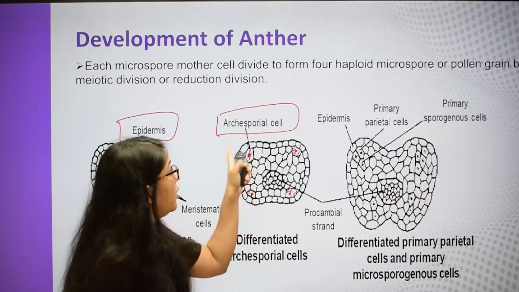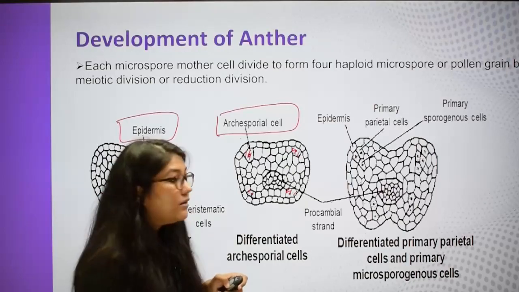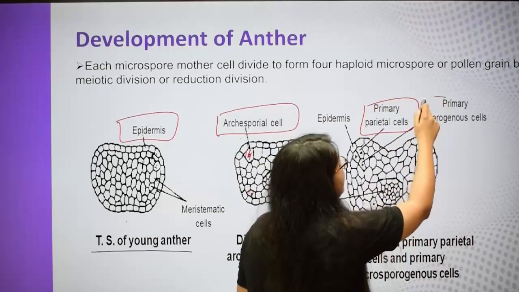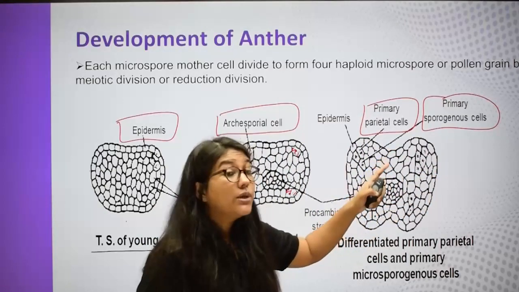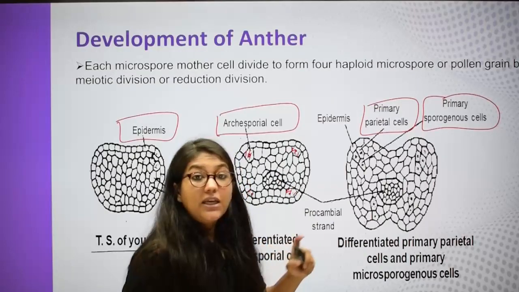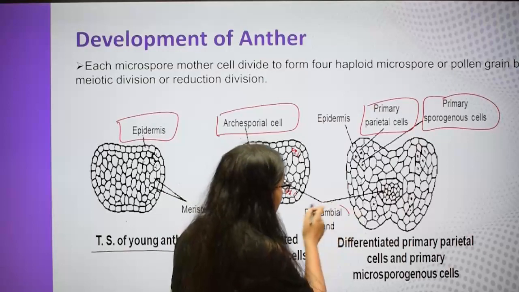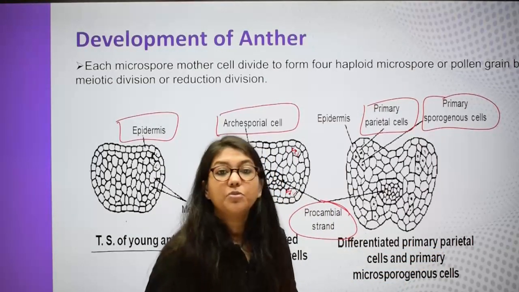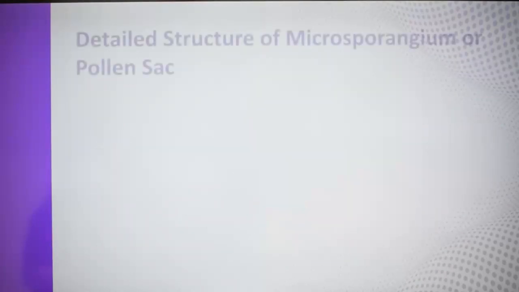Archesporial cells. Now what is going to happen in these archesporial cells? Cell division, periclinal division happens, and we get 2 types: primary parietal cells and primary sporogenous cells. Primary sporogenous cell is towards the center, primary parietal cell is towards the epidermis. And simultaneously, what was happening? Vascular tissue was developing. Look here, right? Differentiated primary parietal and primary sporogenous cell. So this is about the development of the anther.